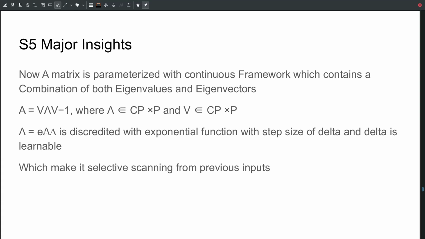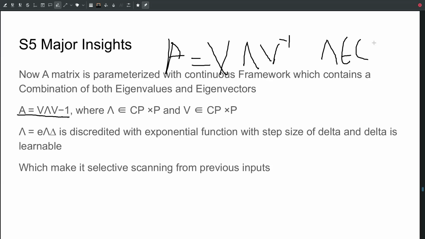Okay, I'll just say, in the S4 this A matrix could be represented with a set of eigenvalues as a diagonal matrix and an inverse of the eigenvectors itself. And those diagonal entries will belong to the complex plane of P cross P, and the eigenvectors will also belong to the complex plane of P cross P.